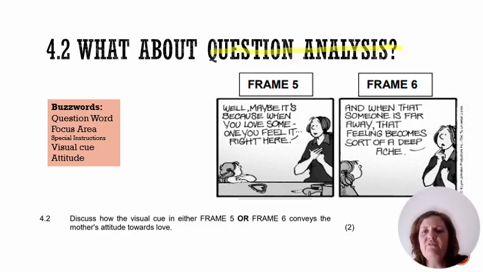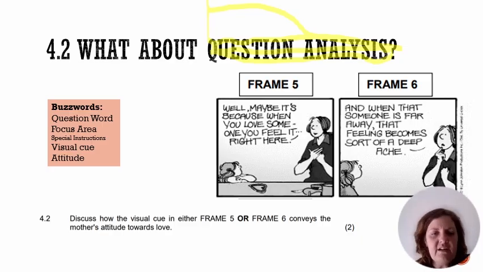All right? Now, if you want to know how to do question analysis, here you can listen a little more carefully. All right. So, when we look at a question in any question paper for any subject, there are 3 parts to the question. All right? Part number 1 is the question word. Part number 2 is the focus area. And part number 3 is the special instructions. And if we can break down these different parts of a question, it's really, really helpful in terms of helping us understand what the marker wants from us and where we can earn our marks.